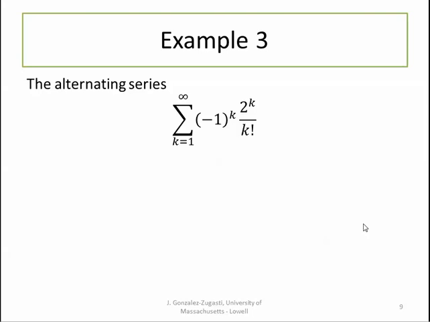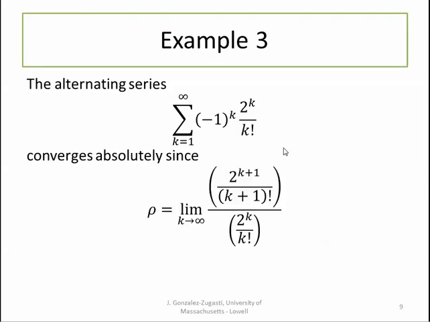So let's do an example. Let's look at this alternating series, -1 to the k times 2 to the k over k factorial. Now this is going to converge absolutely since rho is equal to the limit of our k plus first term over our kth term, without the -1 because we're looking at the absolute value. When we simplify, that becomes 2 over k plus 1, and as k goes to infinity, the whole thing goes to 0. So we get that rho is less than 1.